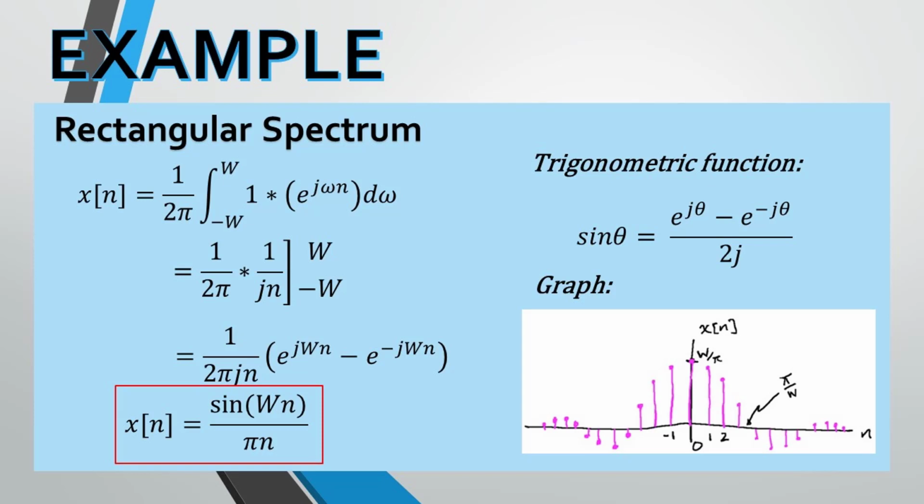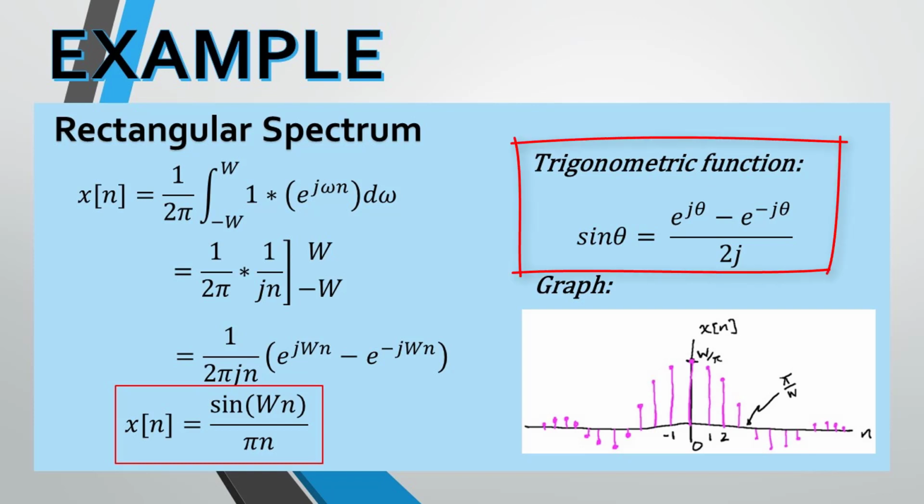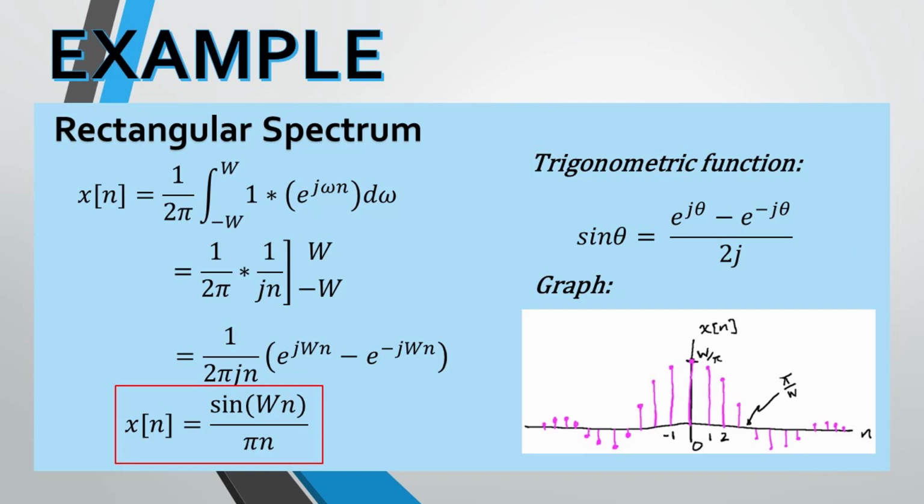And that gives us 1 over 2 pi j n, the quantity e raised to j W n minus e raised to negative j W n. We can express this as a sine function, referring to the trigonometric formulas. Our x of n now will be x of n is equal to sine W n all over pi n.